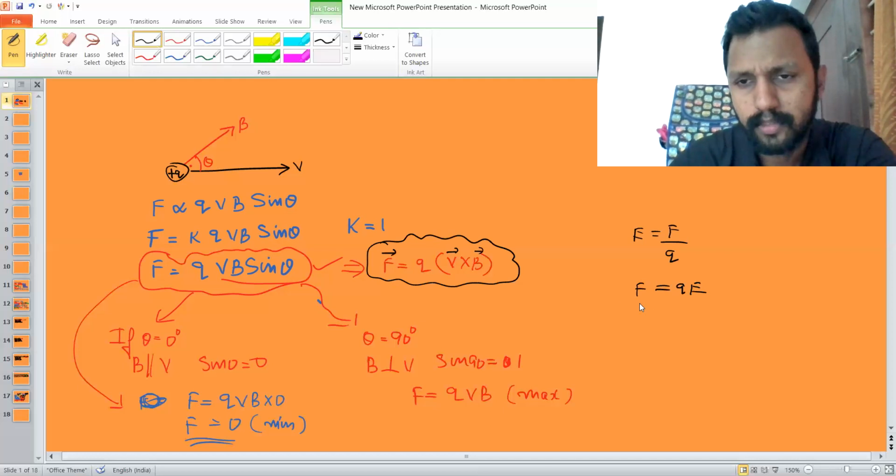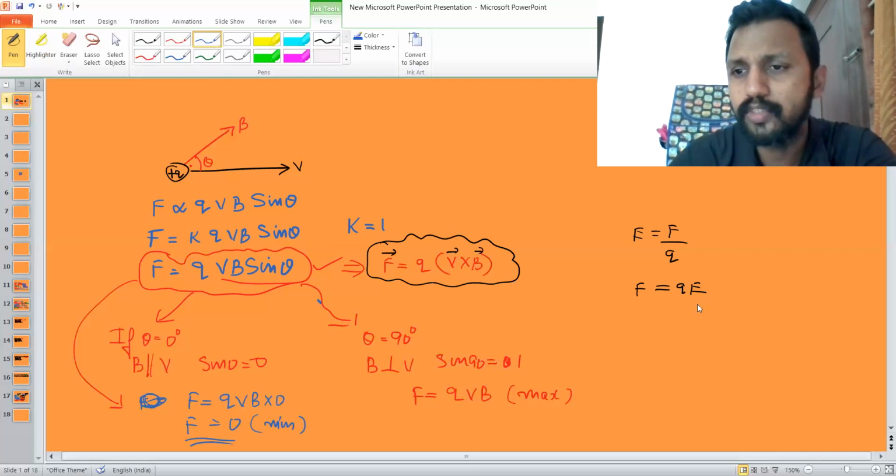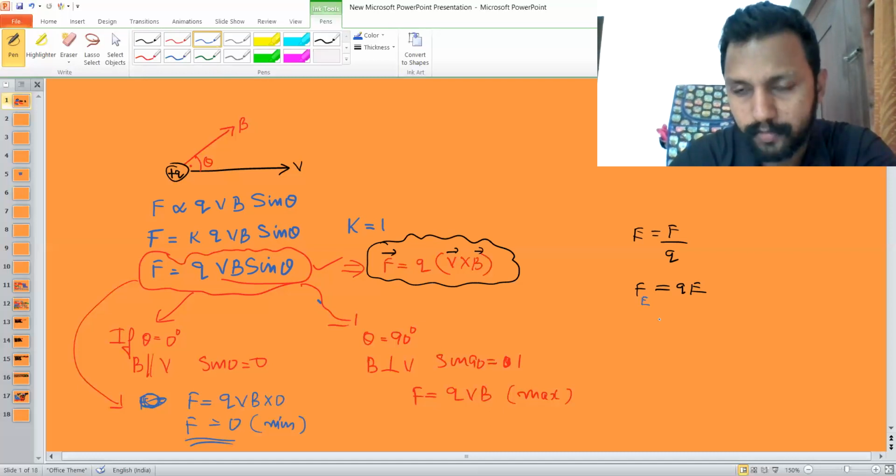What is this F? This is the force acting over a charged particle which is placed in an external electric field. Therefore, this force is called the electric Lorentz force. Let me write the electric Lorentz force as F suffix E. What is the electric Lorentz force? It is the force acting over a charged particle which is in an external electric field.